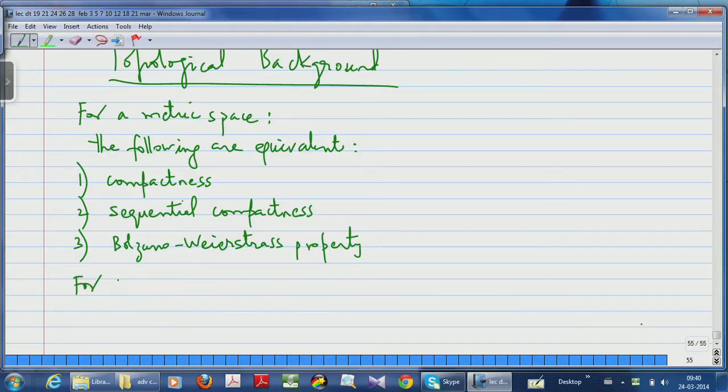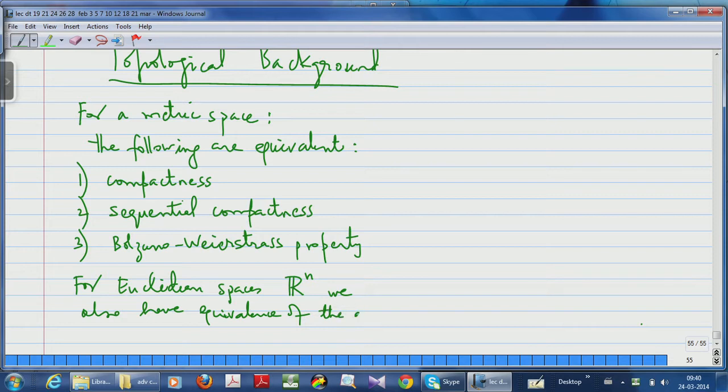Okay, so let me write that down. For Euclidean spaces R^n, we also have the equivalence of the above with 4. So this is for subsets of Euclidean spaces. So the subset should be closed and bounded.